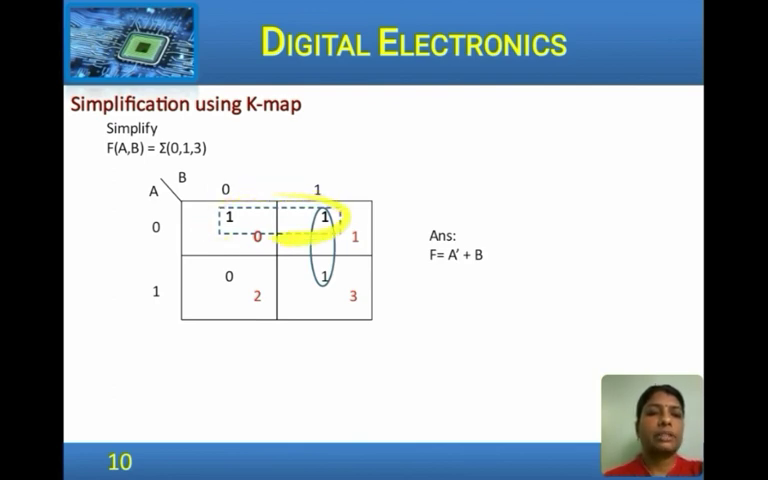So, now we have 2 pairs. For the first pair, consider the term: A is 0 for both the cells, so A is common, but B is 0 in this cell and 1 in this cell. So, we consider the common term A. A is 0 here, that means A dash. Take the term A dash, that is one of the product terms. Then consider this pair: A is 0 for one cell and 1 for the other cell, whereas B is 1 for both. So, take the term B. The solution is F is A dash plus B.